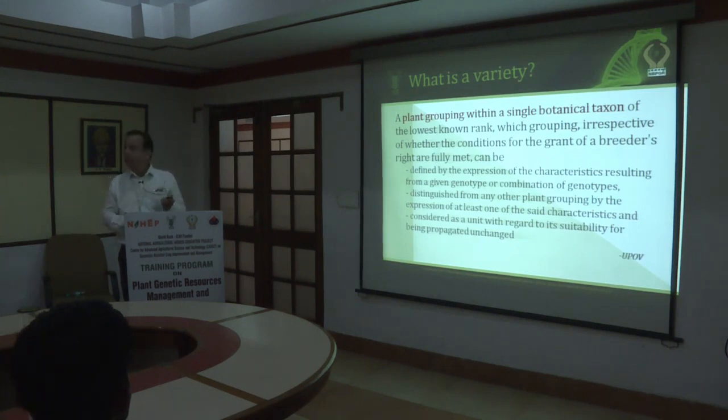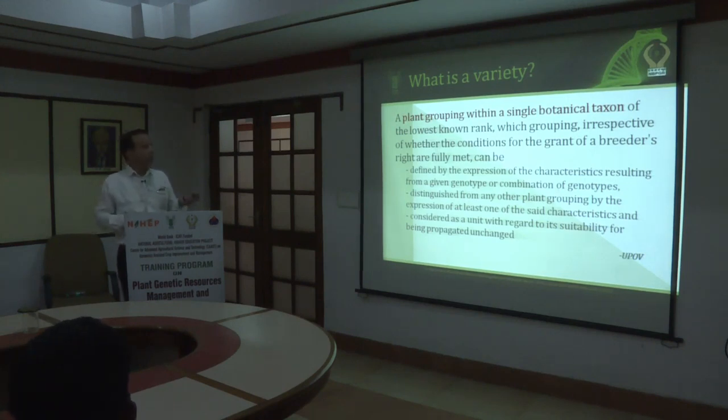UPOV, the International Union for Protection of Plant Varieties, defines a variety as a plant grouping within a single botanical taxon, within a single species, you can say, of the lowest known rank, which grouping, irrespective of whether the conditions of the grant of breeders' rights are fully met, can be defined by the expression of the characters resulting from a given genotype or combination of genotypes.